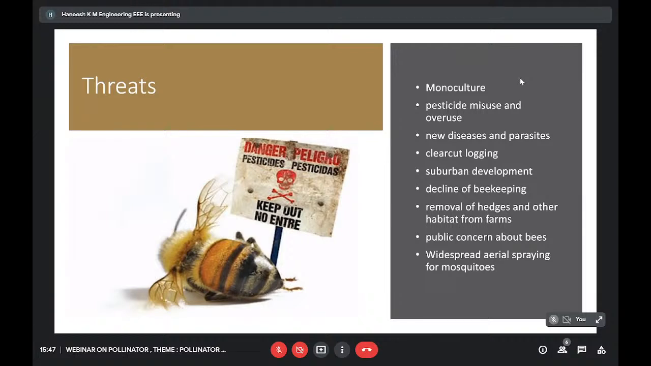Okay, so those are the things we still have to try to do, and that is the public concern about bees. Another thing is the widespread aerial spraying for mosquitoes, especially during disease outbreaks, where we try to kill all the mosquitoes in that area. We use a lot of spraying and fogging. So it is not only affecting mosquitoes, but also the small insects in that area. These are some of the major threats.